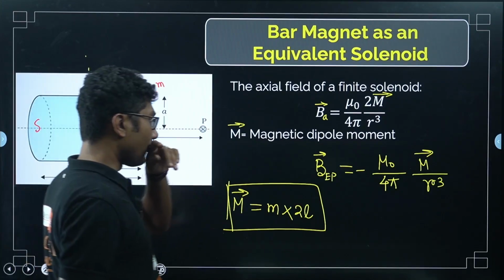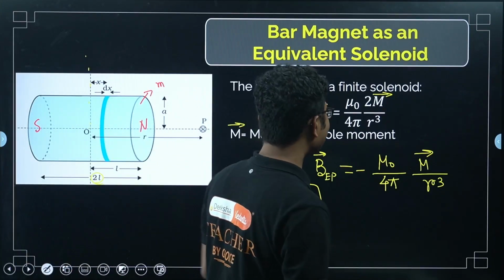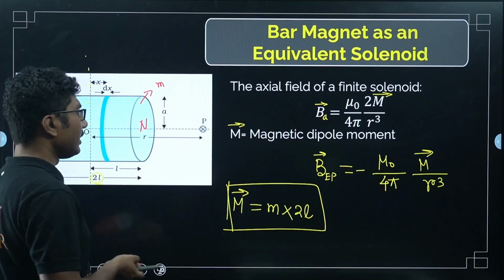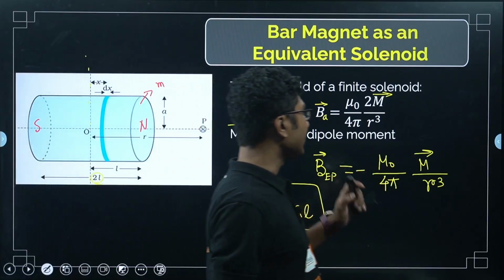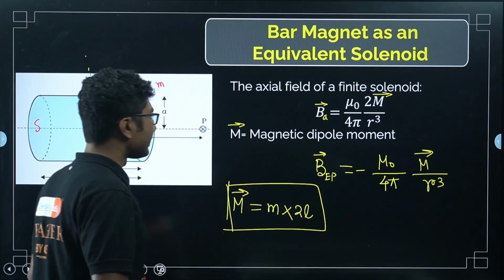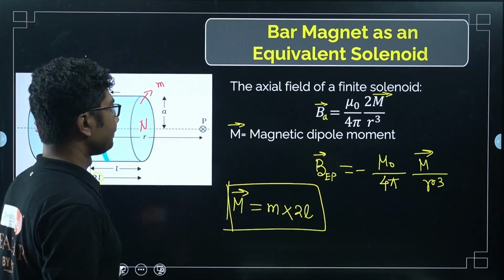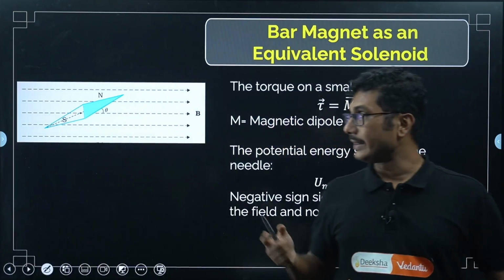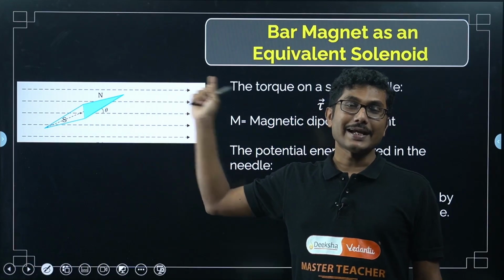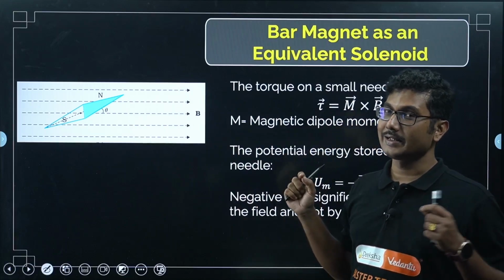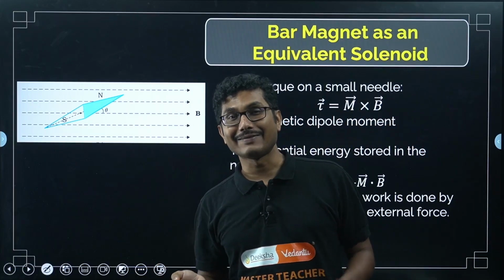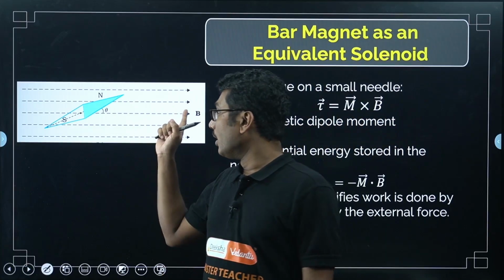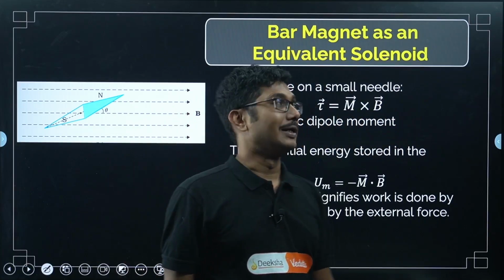The formulas are same. Only thing is this constant term is different. Compared to electric field and magnetic field, this constant term is different, otherwise you can say they are almost equal. Now if we keep one small magnetic needle inside a magnetic field, same as electric dipole, electric dipole kept in an electric field, here a magnetic dipole or magnetic needle is kept in an external magnetic field.